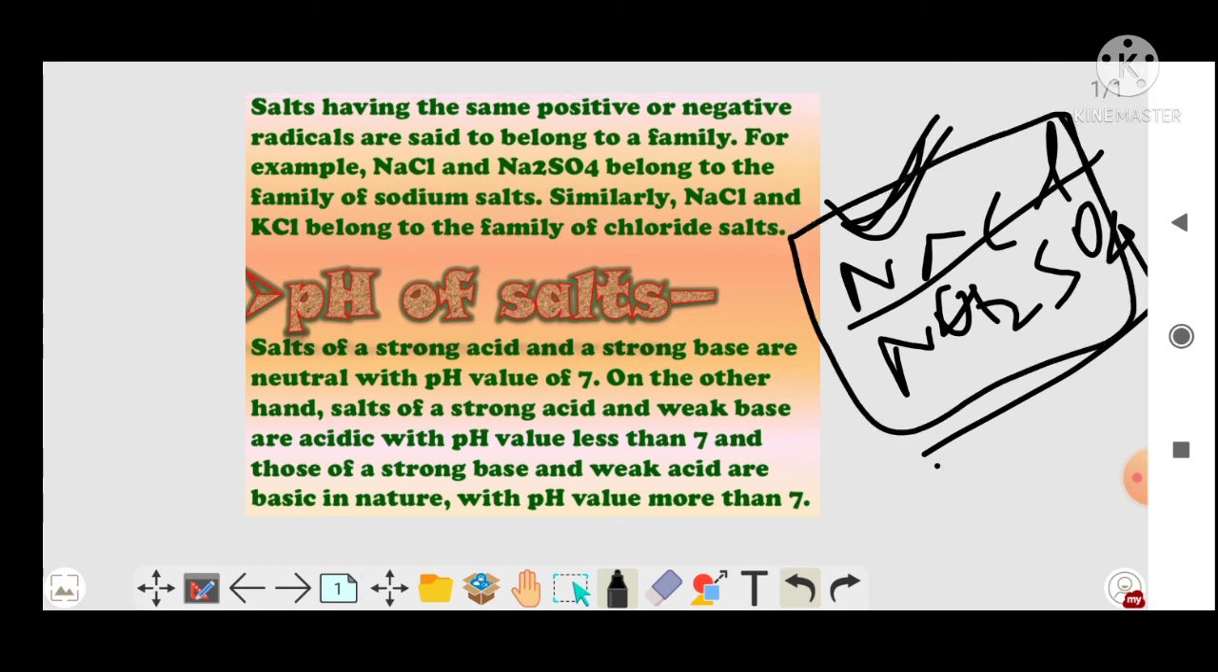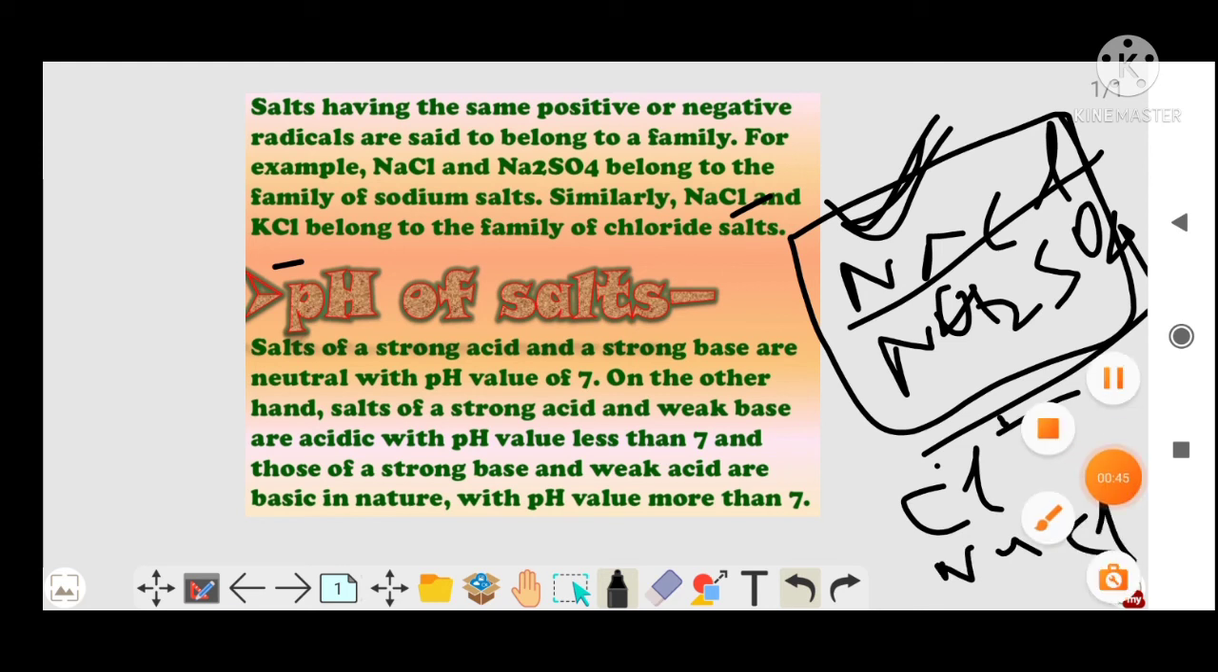Similarly, NaCl and KCl belong to the family of chloride salts because both have Cl minus ions. इन KCl में Cl माइनस है, NaCl में Cl माइनस है. ओके, सेम पॉजिटिव और नेगेटिव रेडिकल्स होना चाहिए. इफ सेम Cl माइनस आयन है, सो यहाँ पे क्लोराइड सॉल्ट कहा जाता है. NaCl एंड KCl को क्लोराइड सॉल्ट कहा जाता है एंड NaCl एंड Na2SO4 को हम सोडियम सॉल्ट कहते हैं, as Na प्लस इज कॉमन इन NaCl एंड Na2SO4.